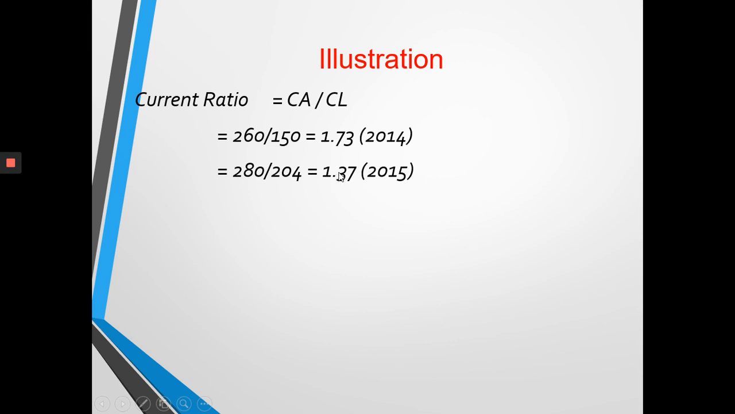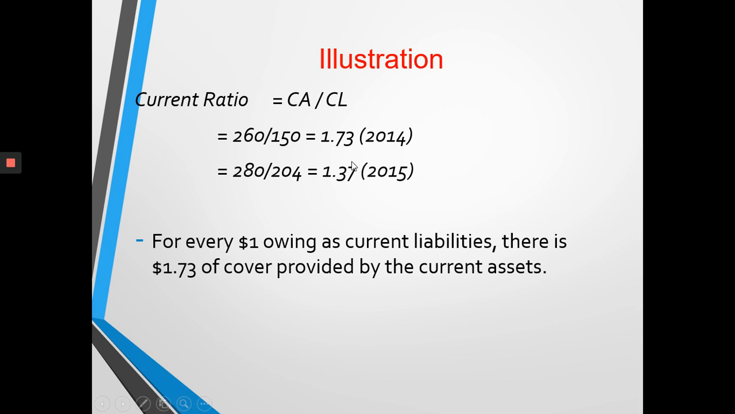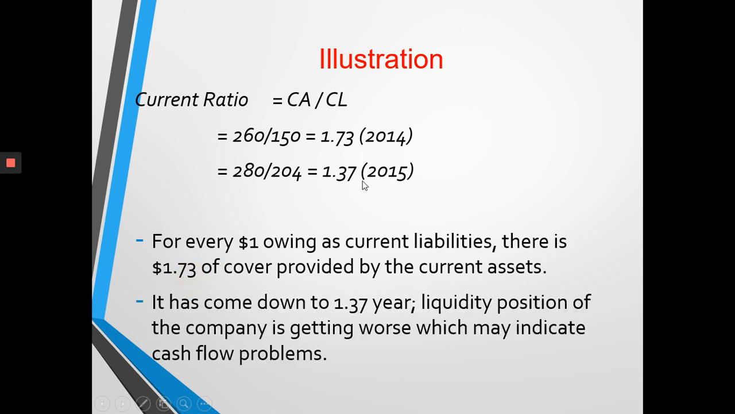If you look at your thumb rule for current ratio, 2 or more. All right, 2 or more is ideal. So if you get 2 or higher, that means the company has an ideal current ratio. All right, so both are not ideal, but of course 2014 is better than 2015. So it shows for every $1 owing to current liabilities, there's 1.73 to cover in the form of current asset. All right, so in 2015, the liquidity position has become worse. So it might indicate they have some cash flow problems.